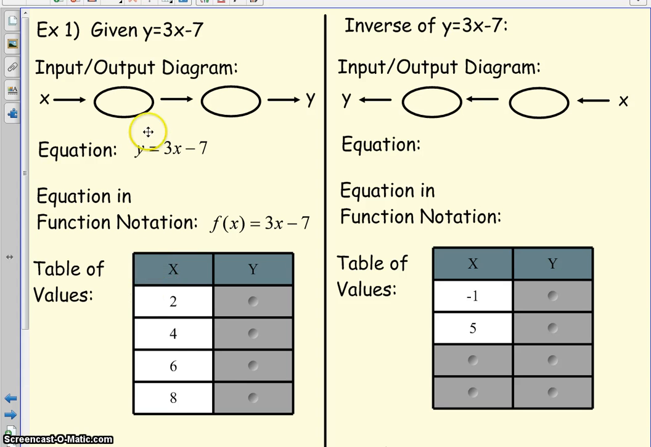What I'd like us to do is build this equation using an input-output diagram. What that means is that I'm going to start with x in my equation, and I think, okay, to build this equation, build this relation, what's the first thing that happens to x?